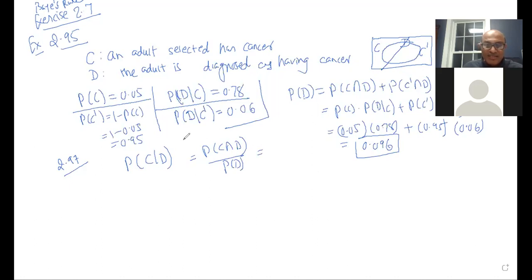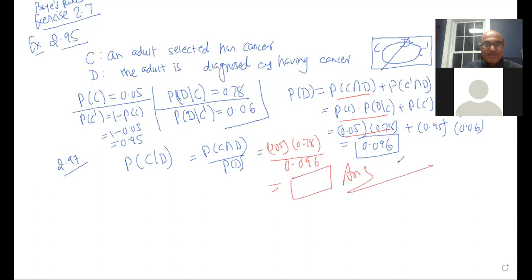What is C intersection D? Probability of C intersection D. That is this part. Let me just change my color. C intersection D is this one. That means 0.05 multiplied by 0.78 and divided by probability of D, total probability, which is 0.096. And whatever the number you're going to get, that must be your answer.